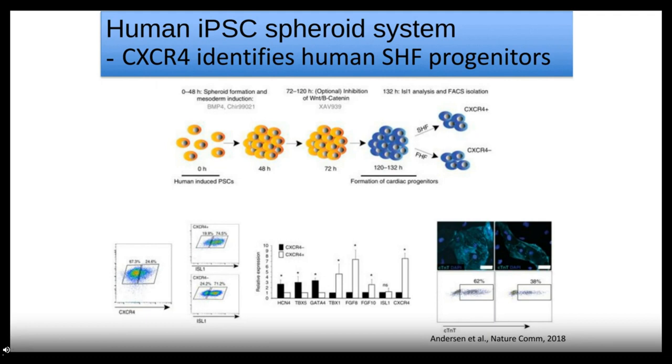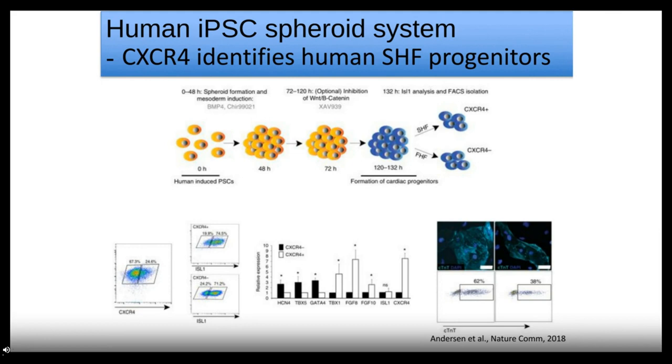In both cases, more than 70% of the cells are expressing Islet, which is the transcriptional marker of cardiac progenitors. But when we analyze these cells for gene expression, we see that CXCR4 negative cells seem to have high enrichment of genes associated with the first heart field, HAND1, TBX5, and GATA4, whereas the CXCR4 positive cells are the opposite. They do not express these markers, but they express the markers associated with the second heart field. So exactly what we were expecting.